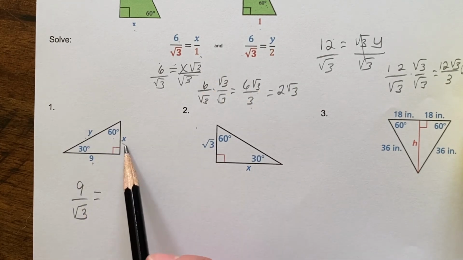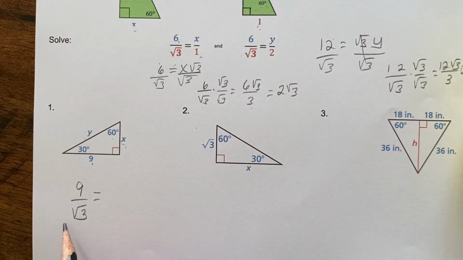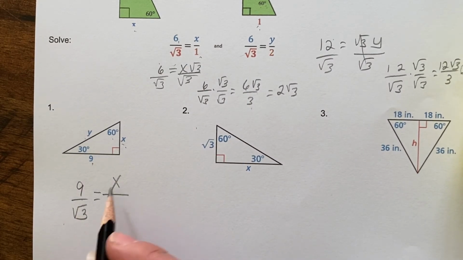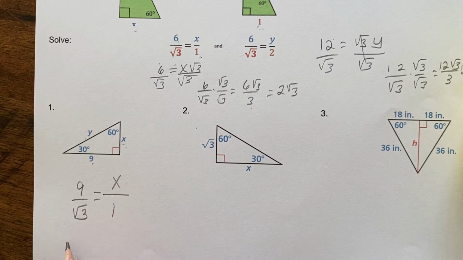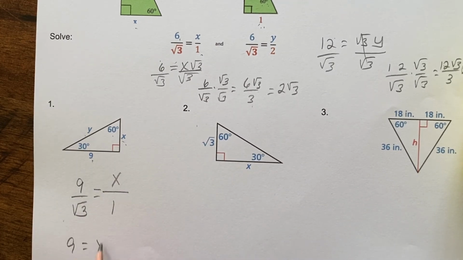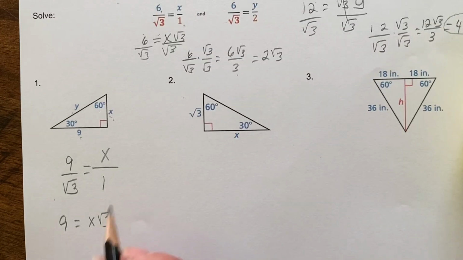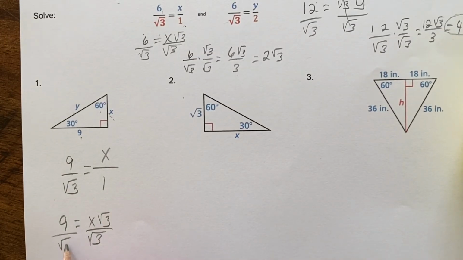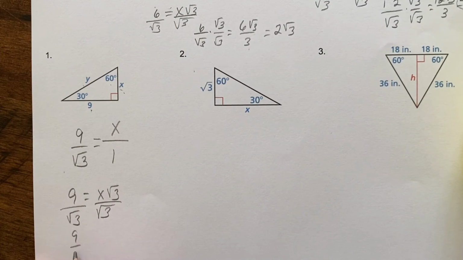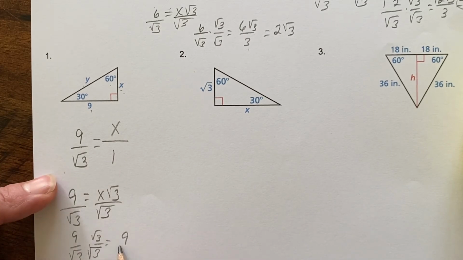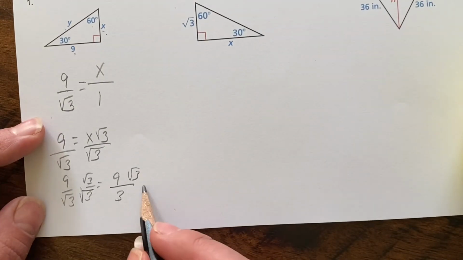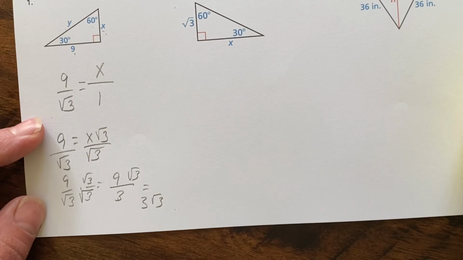Okay, and let's start with our short leg to short leg. 9 is on top, so x should be on top here, to 1. Okay, so cross multiply. You get that. Divide. Rationalize. And then simplify down. You can make that into just 3 radical 3. All right, so that's our short leg. And then we need our hypotenuse.